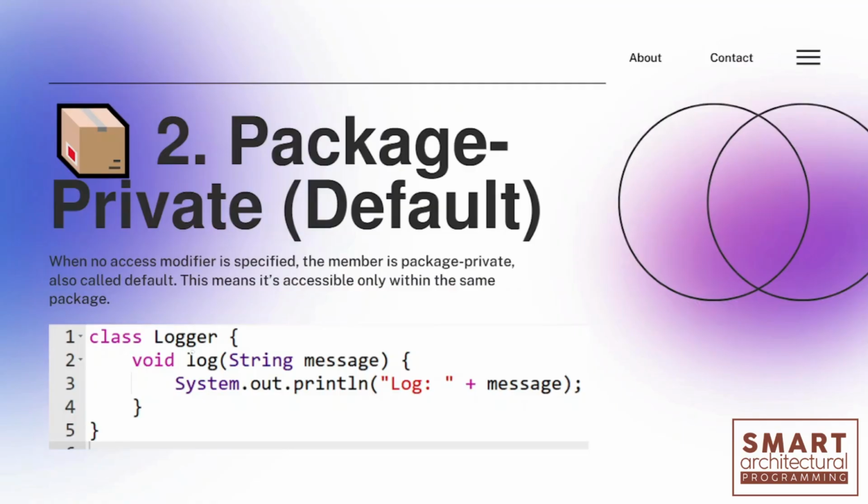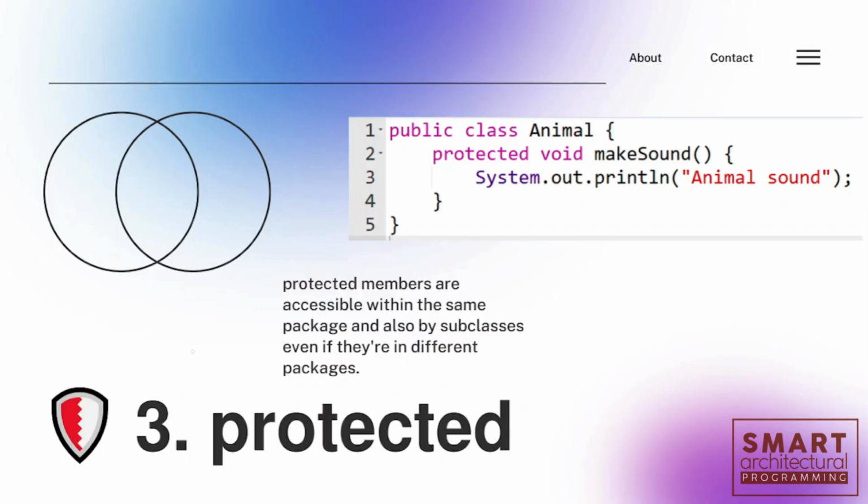Then we have the third access modifier, which is the protected access modifier. What does that mean? Protected members are accessible within the same package and also by subclasses, even if they're in different packages. So it's a little more freehand. It's not just within that package level, but into subclasses outside in different packages as well. A little freer than the default access modifier we discussed previously.